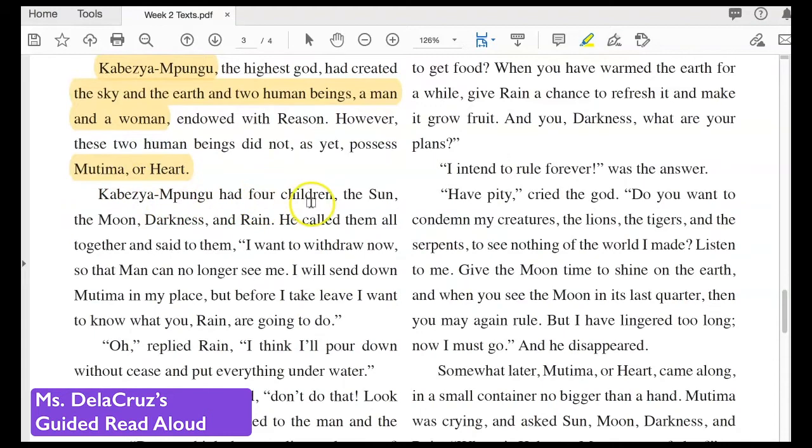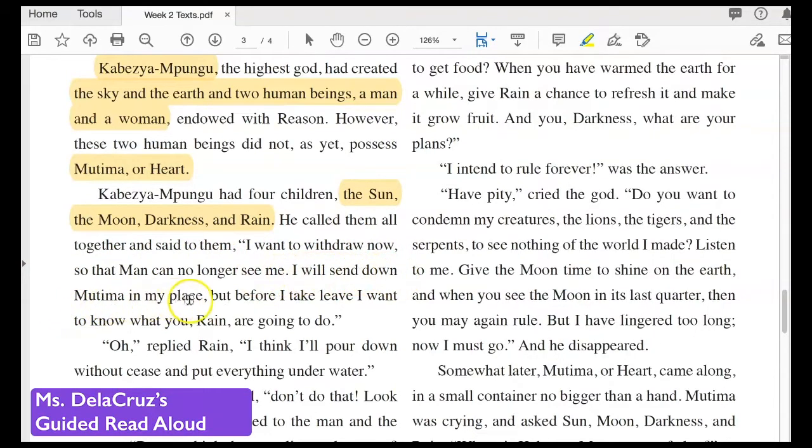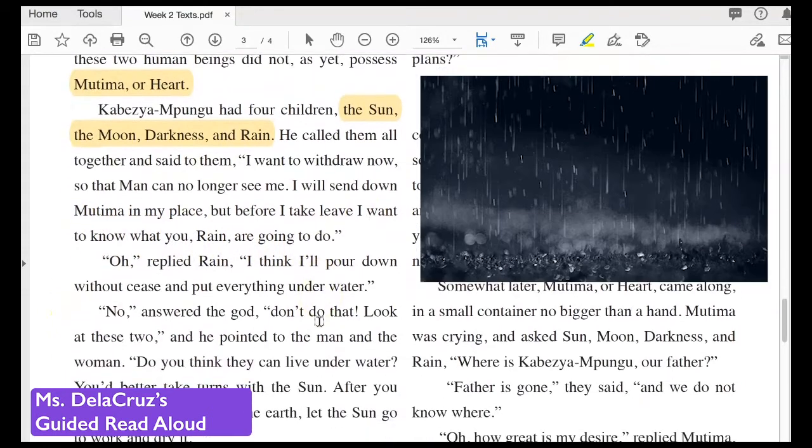Kabeza Mupungu had 4 children, the sun, the moon, darkness, and rain. He called them all together and said to them, "I want to withdraw now, so that man can no longer see me. I will send down Mutima in my place, but before I take leave, I want to know what you, Rain, are going to do." "Oh," replied Rain, "I think I'll pour down without cease and put everything under water."